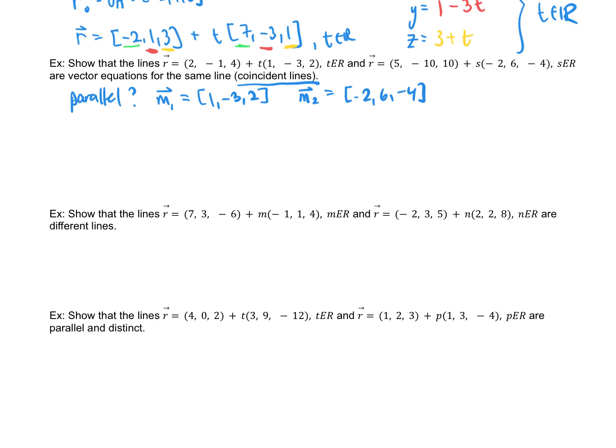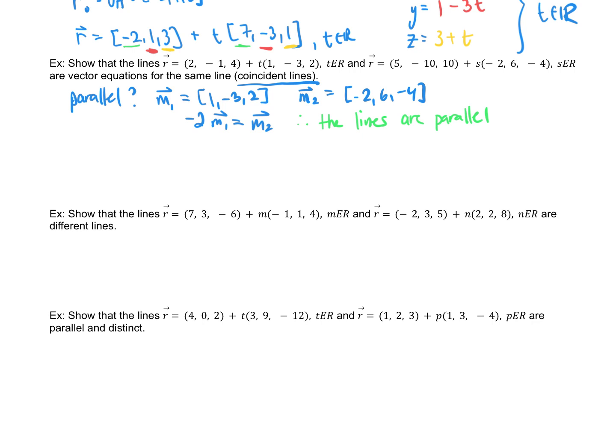If I can show that one of these vectors can be multiplied by a number to get the second, then I have proven that they are parallel or collinear vectors. So it looks like I can take M1 and multiply it by negative 2 to get vector M2. Because I'll have 1 times negative 2 is negative 2. Negative 3 times negative 2 is 6. 2 times negative 2 is negative 4. So therefore, the lines are parallel. Now, do they share a common point?